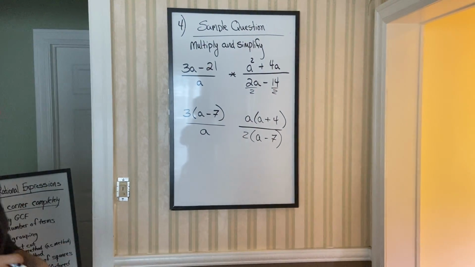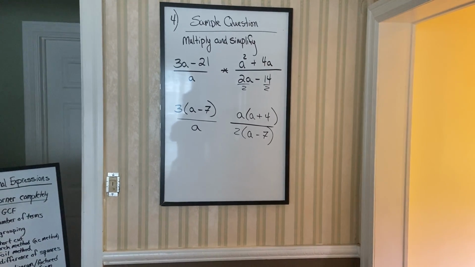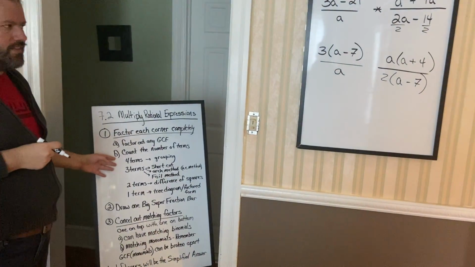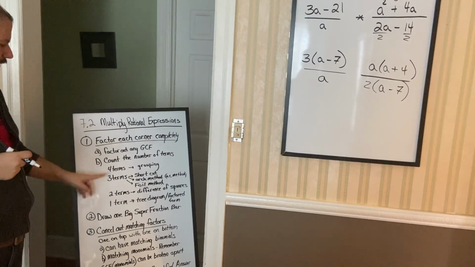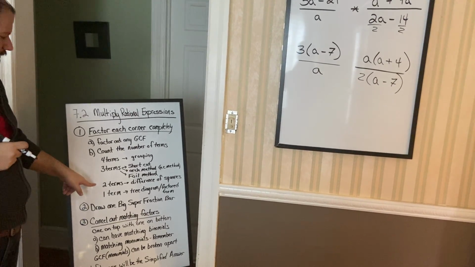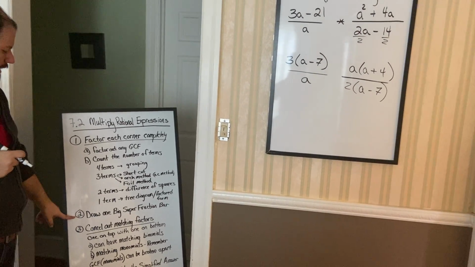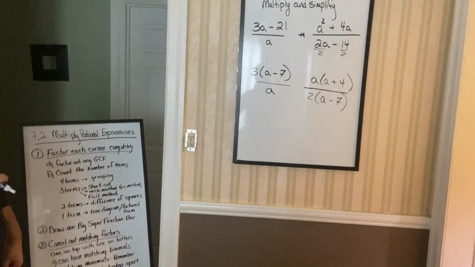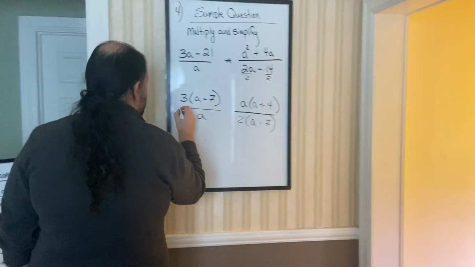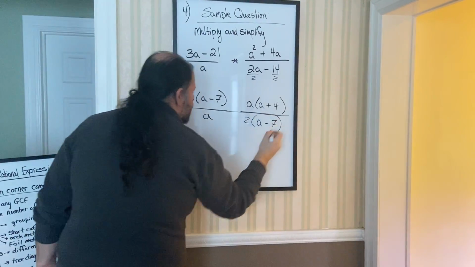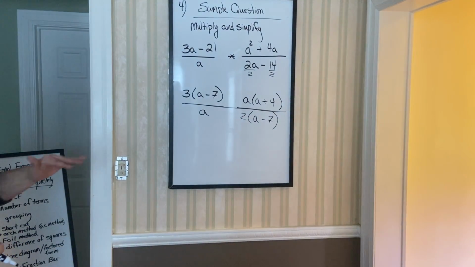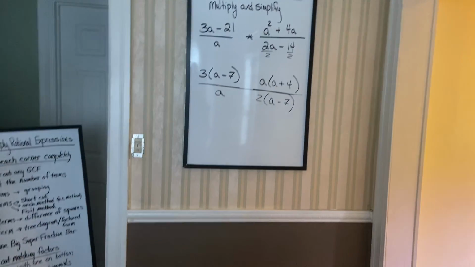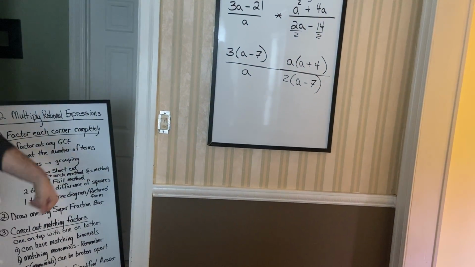Once you factor out each of the 4 corners, okay, we look for GCF, and then we count the number of terms and see if we could have done them as difference of squares for a lot of them, or tree diagram. And then you're going to draw your big fraction bar. So, big super fraction bar. That way, we just have a top and a bottom, not 4 corners. And then we're just going to cancel out matching factors.